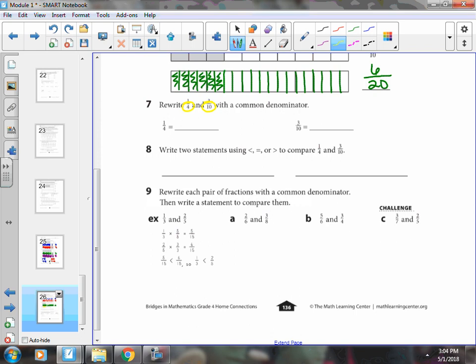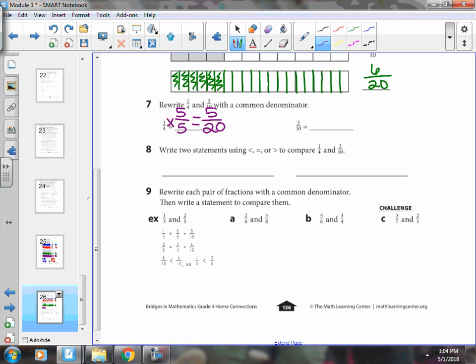Oh, wait a minute. I can change them both into a 20 as well. Did I count that wrong? 4, 8, 12, 16, 20. I could change them both into 40, but I think it's always best to choose the least common denominator, which is what mathematicians say, the smallest number. So I could change them both to 40, but I think it probably would be better to change them both so they have a denominator of 20. 4 times 5 equals 20. And if I multiply the bottom by 5, I need to multiply the top by 5.